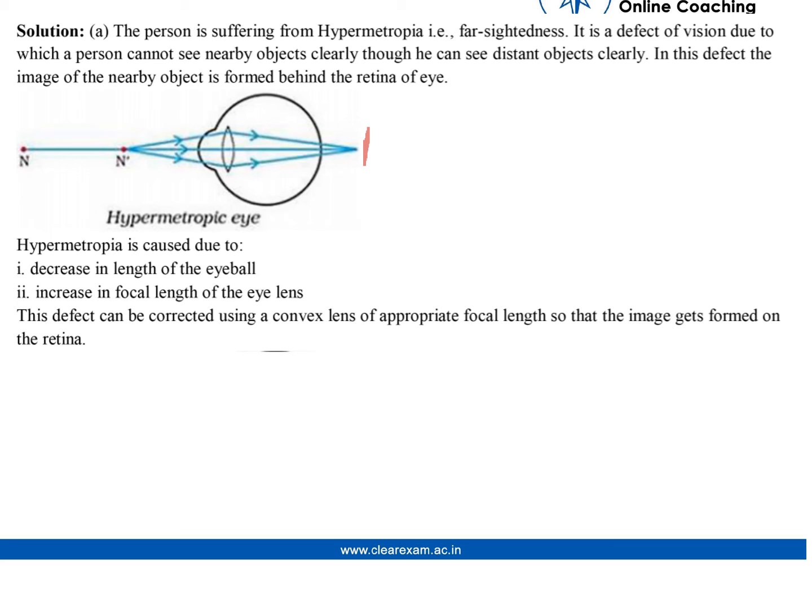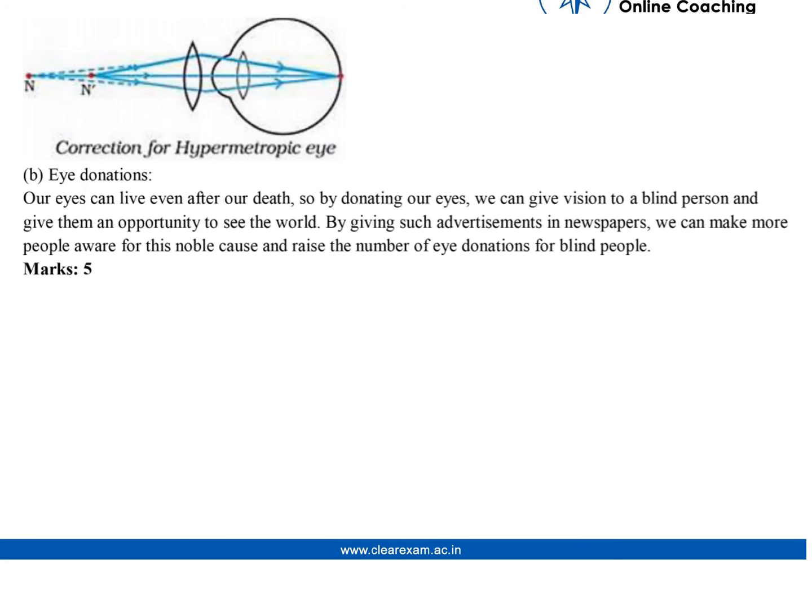This can be caused due to decrease in length of the eyeball or increase in focal length of the eye lens. This defect can be corrected using a convex lens of appropriate focal length so that the image gets formed on the retina. Correction for hypermetropic eye. Here we have used a convex lens so that the image can be formed on the retina.